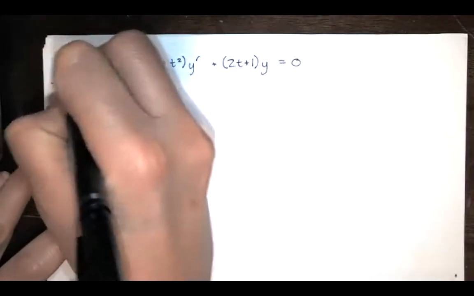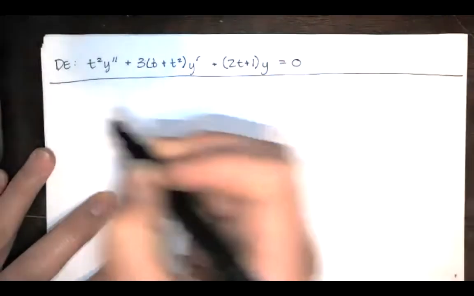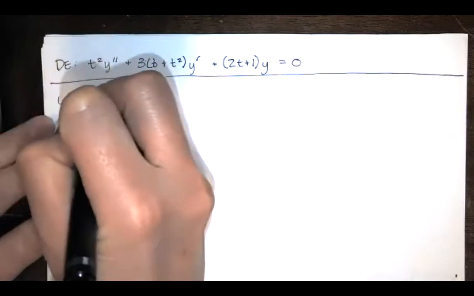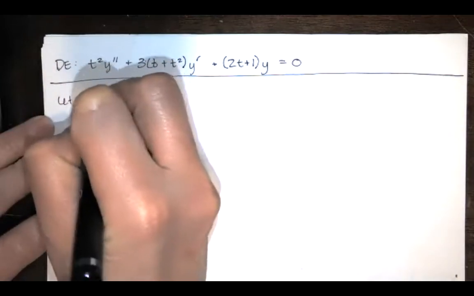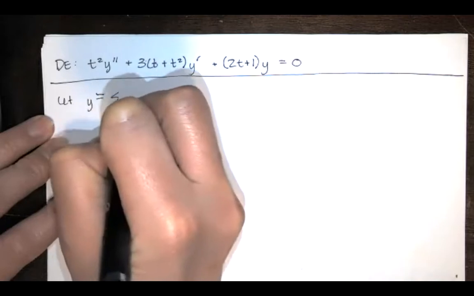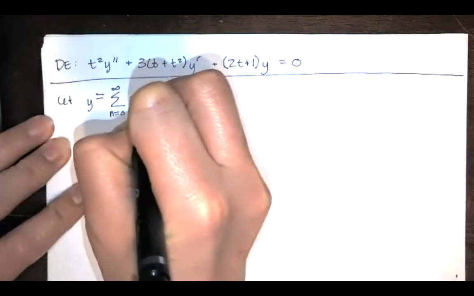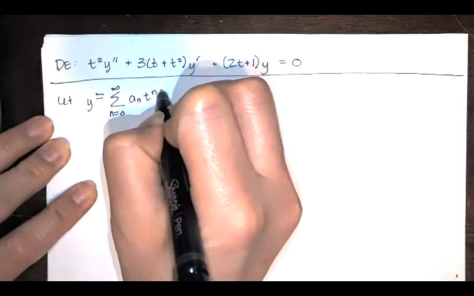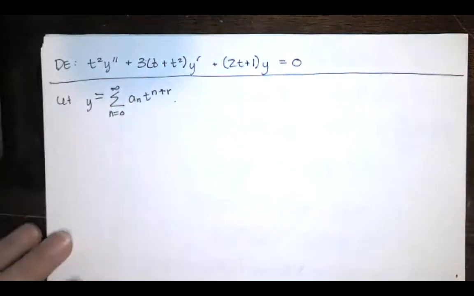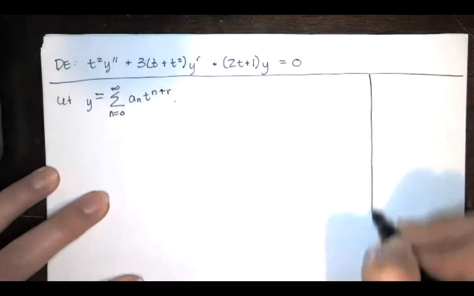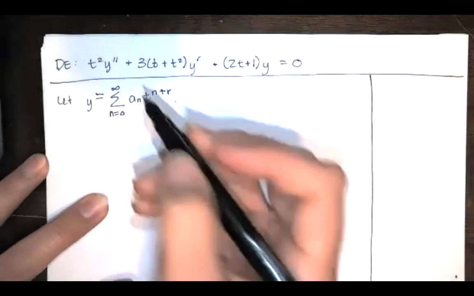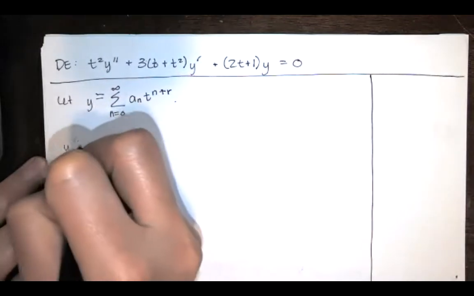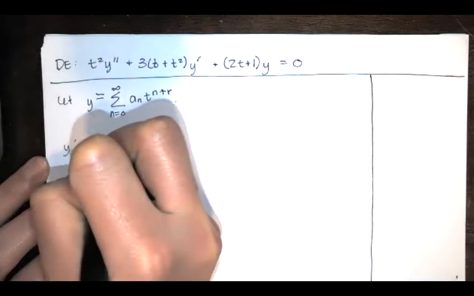So here's our differential equation. Assuming that t equals 0 is a regular singular point, we're going to let y equal the sum as n goes from 0 to infinity of a sub n times t to the n plus r. So we always start that way when we're dealing with t equals 0 being a regular singular point. Now we'll compute the first and second derivative.